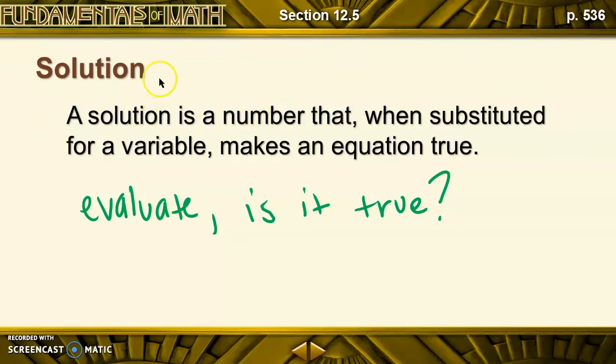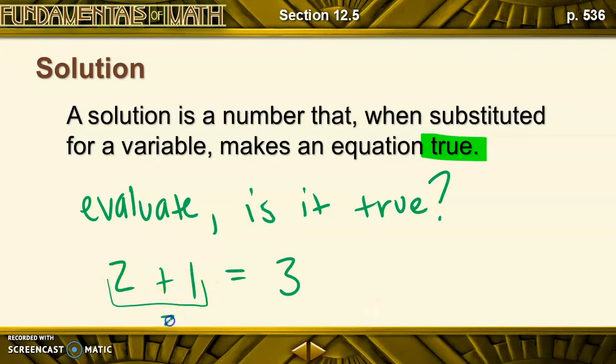All right, we're going to go ahead and define the word solution. And when it comes to equations, a solution is a number that, when substituted for a variable, makes an equation true. Now, this is a really important concept, not only in math, but in life. But what is truth? Well, in mathematics, we know that 2 is equal to 2. We could also say something like 2 plus 1 is equal to 3. And I can ask myself, is that true? Yes. Because I can add 2 apples plus 1 apple equals 3 apples, and it is true.